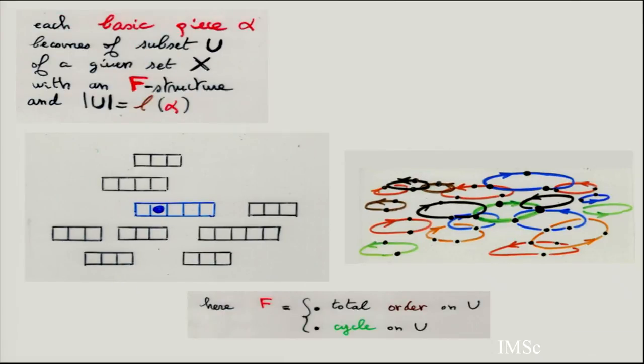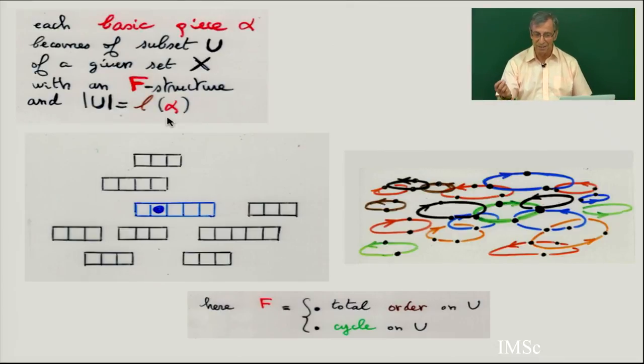And so the general form is that I have a certain heap. In those 2 examples, each basic piece becomes a subset of a given set capital X. X here is all the projections, all the vertices; I am on a graph. Here I am on the segment of all the integers Z. And you see each piece is a subset, and on this subset there is an F structure. Here the F structure is a total order, and here the F structure is a cycle. And the number of elements of the F structure will be L of alpha. L now, which was an abstract index, becomes the number of elements of the subset U.